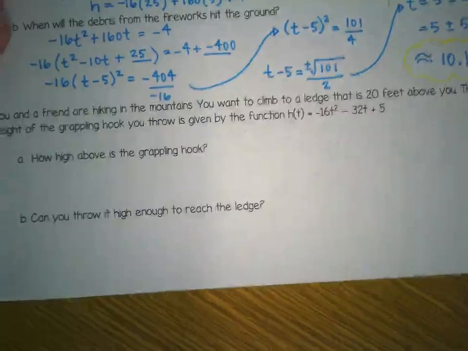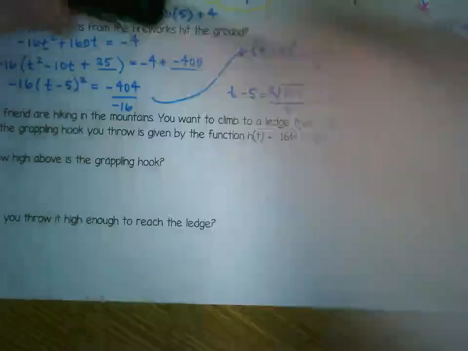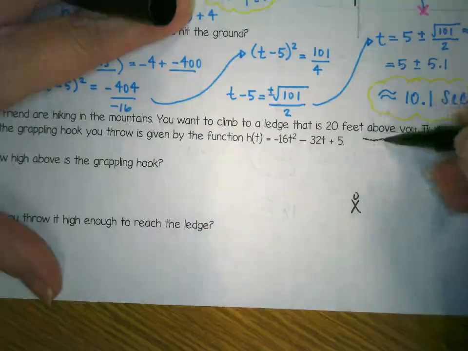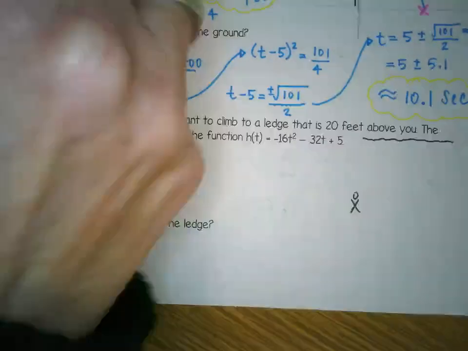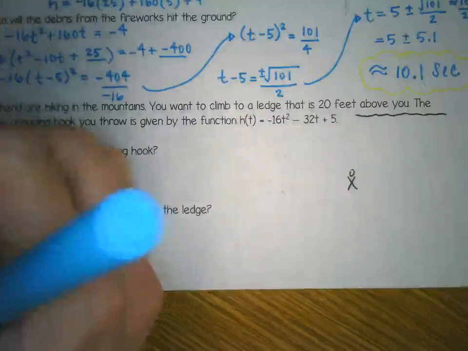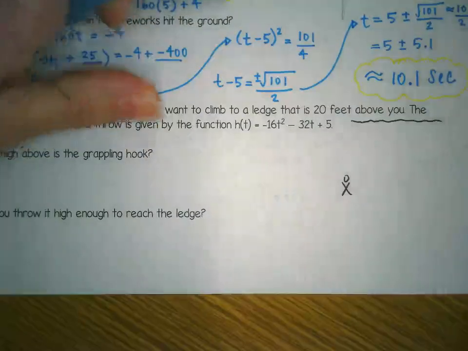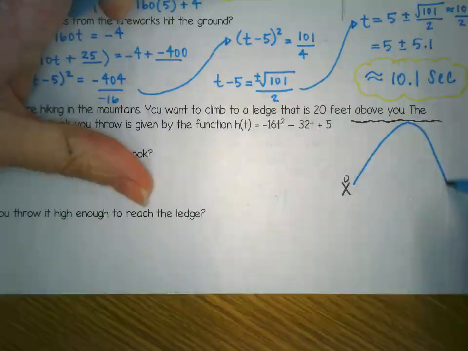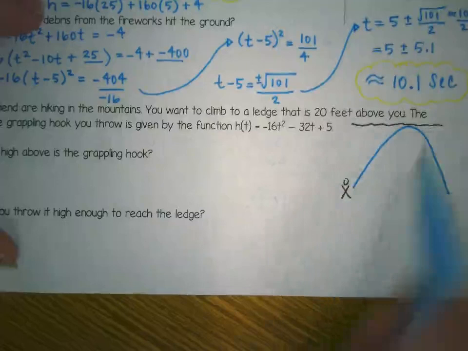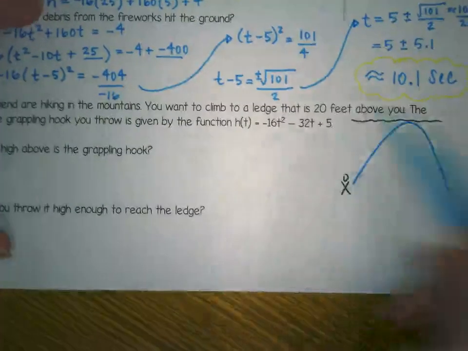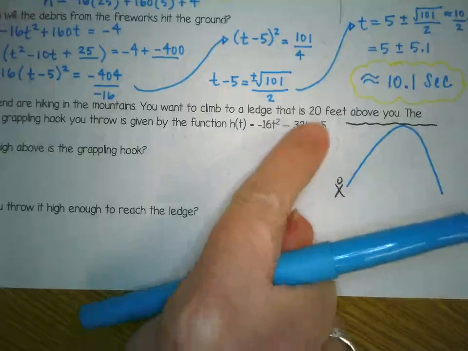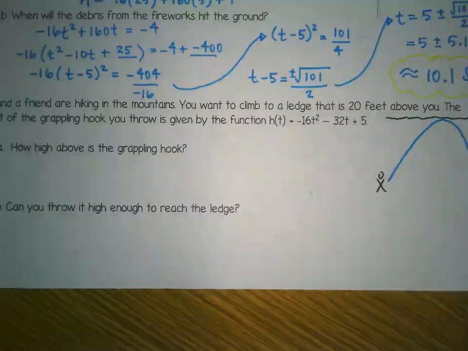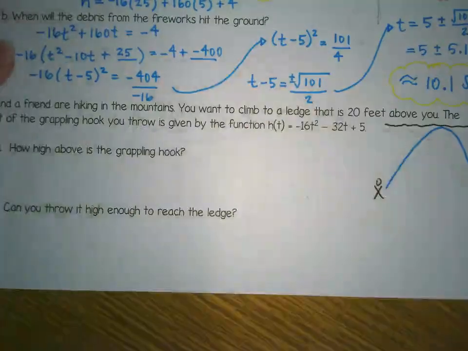All right, so here's our situation here. So you and your friend are hiking. So you're down here, okay? There's a ledge up here, all right? So what's happening is you are throwing up a hook that's connected with a rope, by the way. So you're throwing it up, and it's going to come back down. Now, the thing here is you're trying to figure out if you can reach that ledge. Okay, so first up, how high is the hook?